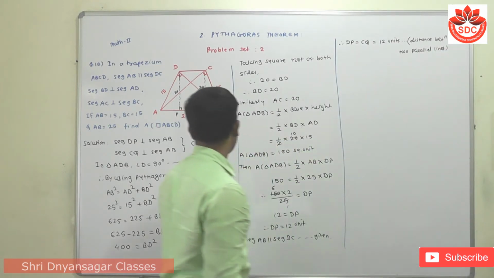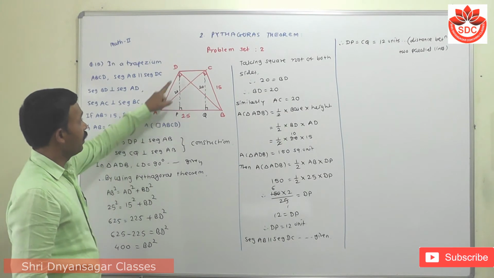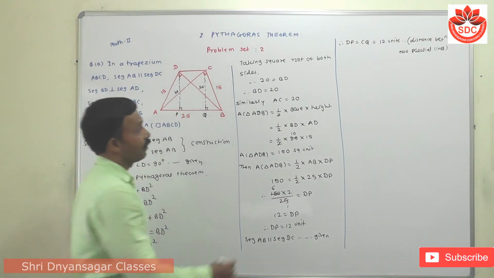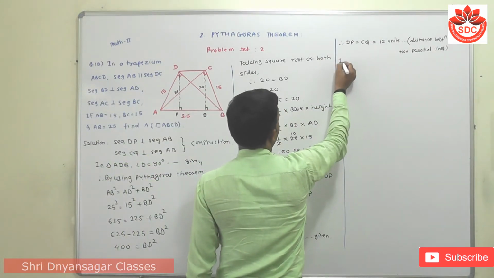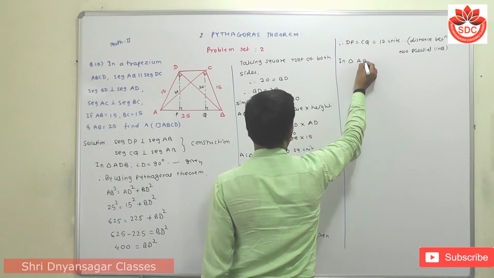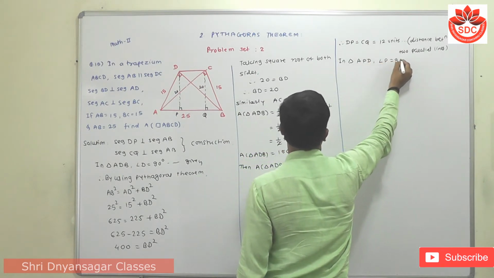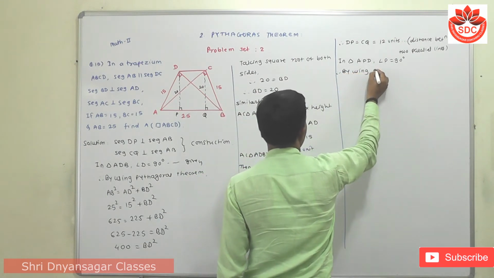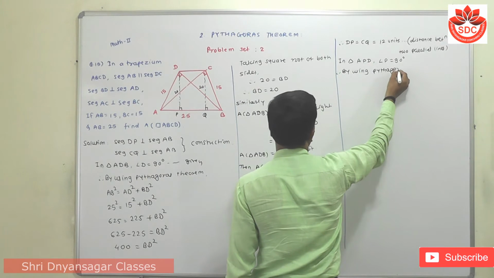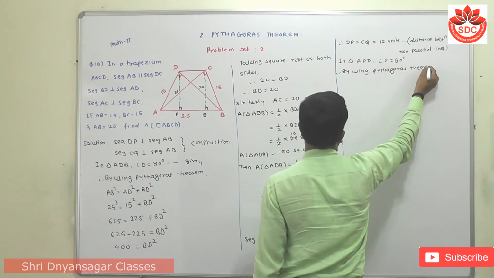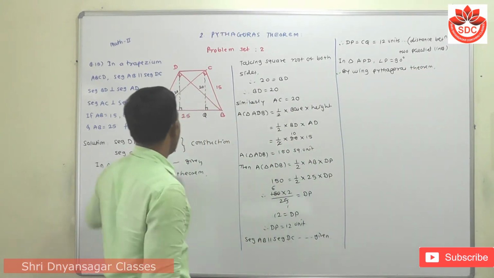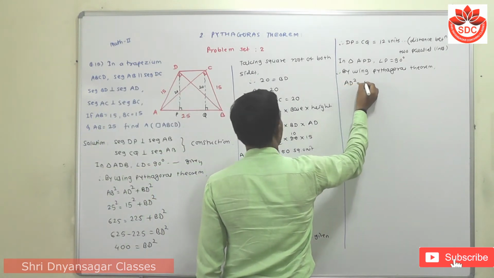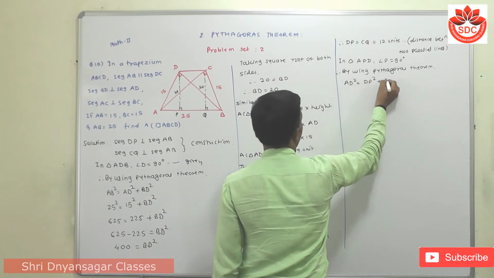Okay. Then again we take here this triangle ADP. In this we find out the value of AP. Therefore, in triangle APD, angle P is equal to how much? 90 degrees. Therefore, by using Pythagoras theorem, the hypotenuse is AD, means that AD square is equal to DP square plus AP square.